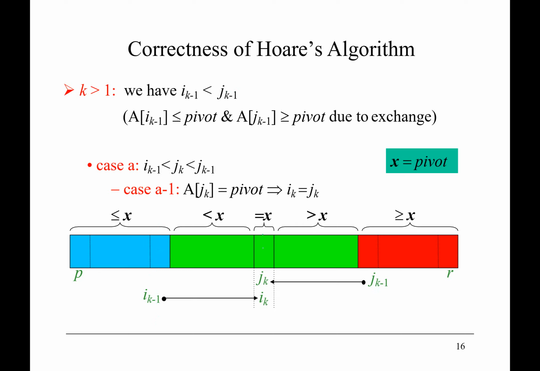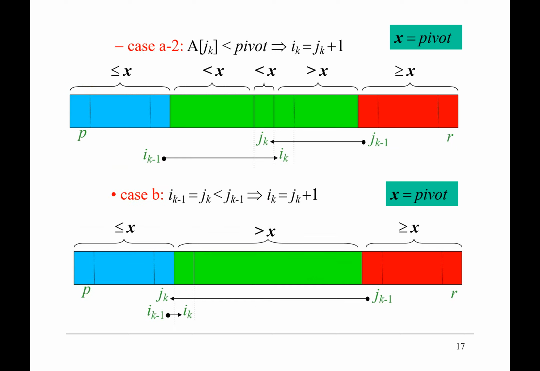When the last iteration finishes the whole outer loop, we have j_k. j_k should be between i_{k-1} and j_{k-1}. If it happens that j_k equals the pivot, in that case i_k happens to equal j_k. It means i moves from the left and j moves from the right. They happen to meet somewhere in the middle, in this green region. This is case 1.